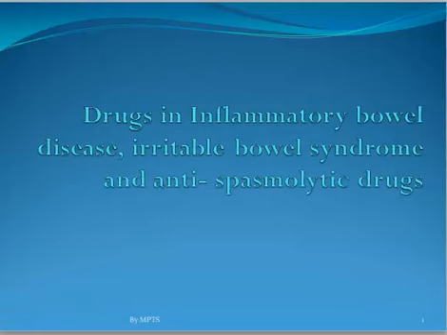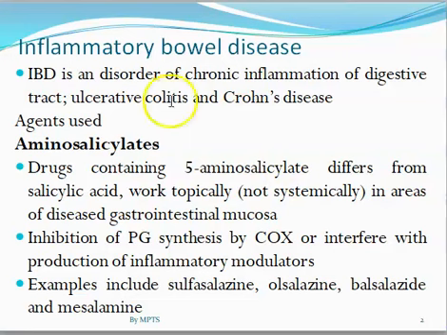Today I will be discussing drugs that are used in IBD, IBS, and spasmolytic drugs, meaning inflammatory bowel disease, or irritable bowel syndrome, and all other disease conditions. Of course, briefly, not in detail. Now, IBD causes a disorder of chronic inflammation of the GI tract, characterized by ulcerative colitis and Crohn's disease. I'm sure you're aware of the signs and symptoms of these diseases. Now, let me go straight to the agents which are used.